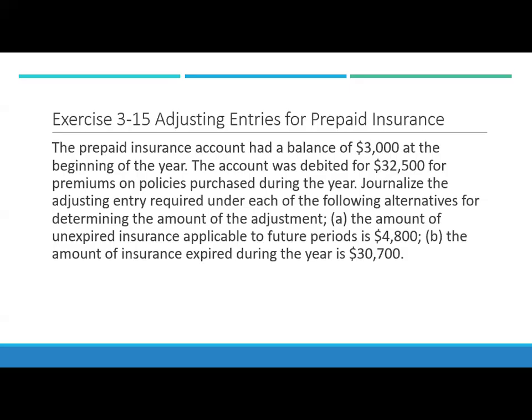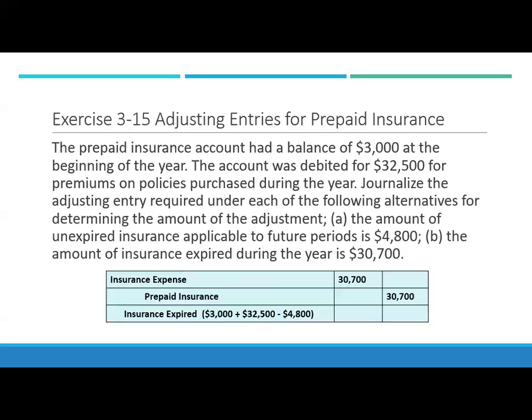And so what we need to figure out here, because this is an asset account, is what the expense was, which will be our credit. And so what we'll do is take the beginning balance plus the additions minus the ending balance. That's going to arrive at what our credit needs to be. And so the credit is 30,700.